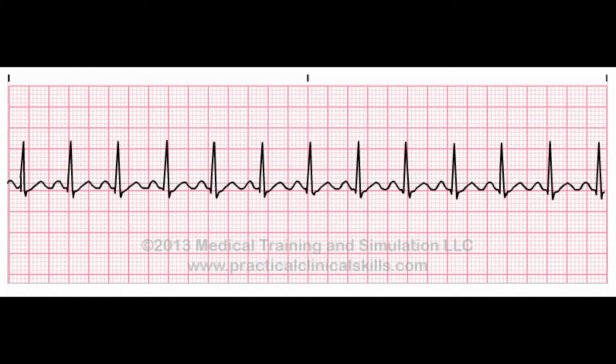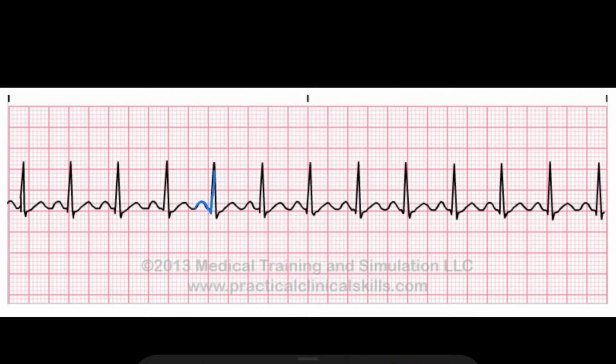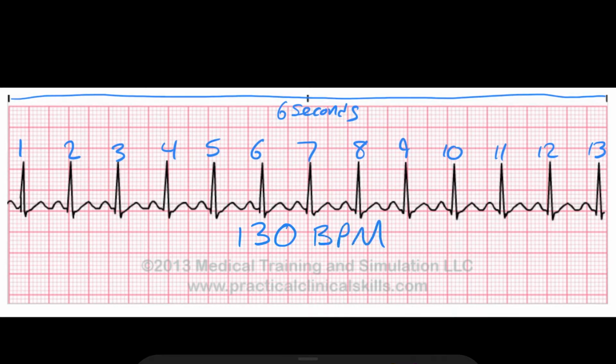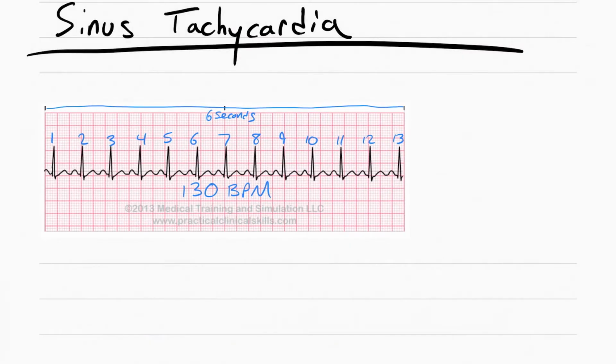And when we take a close look at it, we see that the P, the Q, the R, the S, and T are all still there. There's just more of them. So how we get the heart rate is we count each R. So there's 13 total R's here. Then we want to multiply that number times 10 because this is a 6-second strip. So the total heart rate is 130 beats per minute.